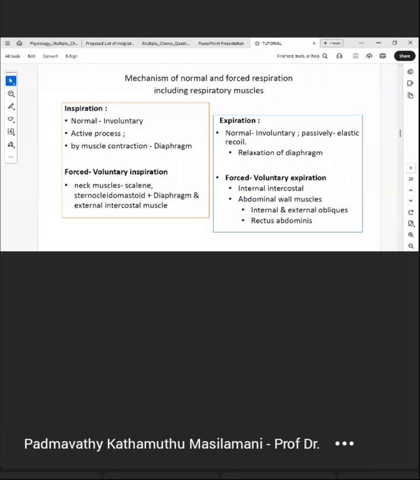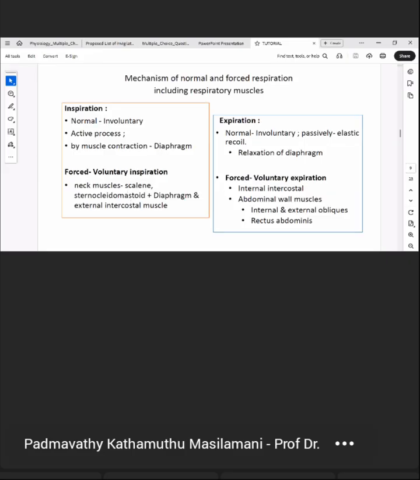So normal inspiration and forced inspiration, and normal expiration and forced expiration. In normal inspiration, the diaphragm is the muscle of inspiration, but expiration is passive. No need to have any active muscle contraction. But forced inspiration and forced expiration are both active.